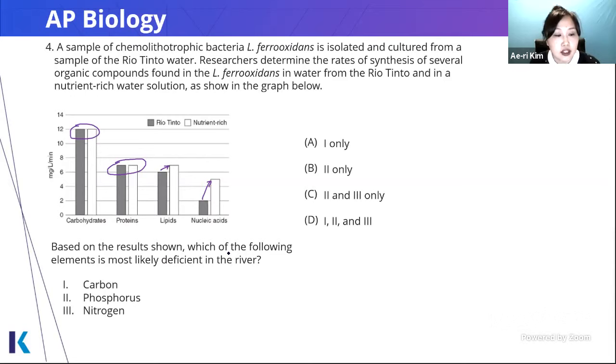So based on the results below, which of the following elements is most likely deficient in the river? Really what this question is asking is which of the 3 of these elements is special with nucleic acids? Okay, with that in mind, you could actually identify it.